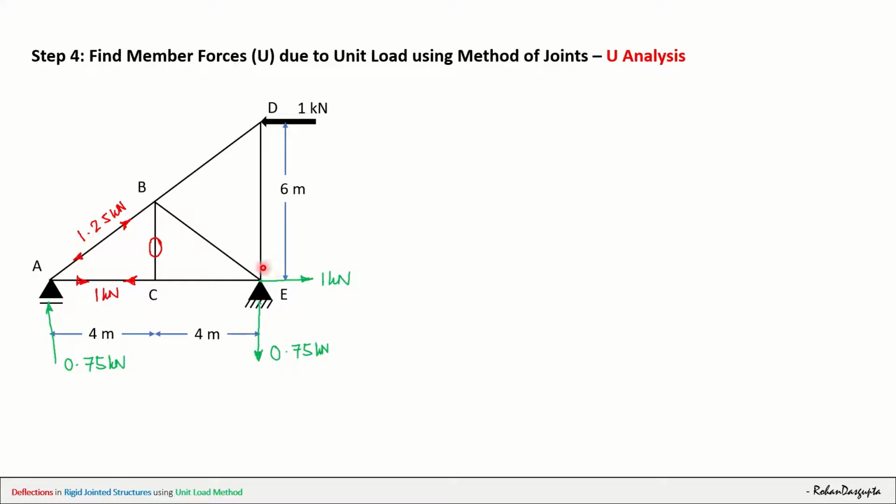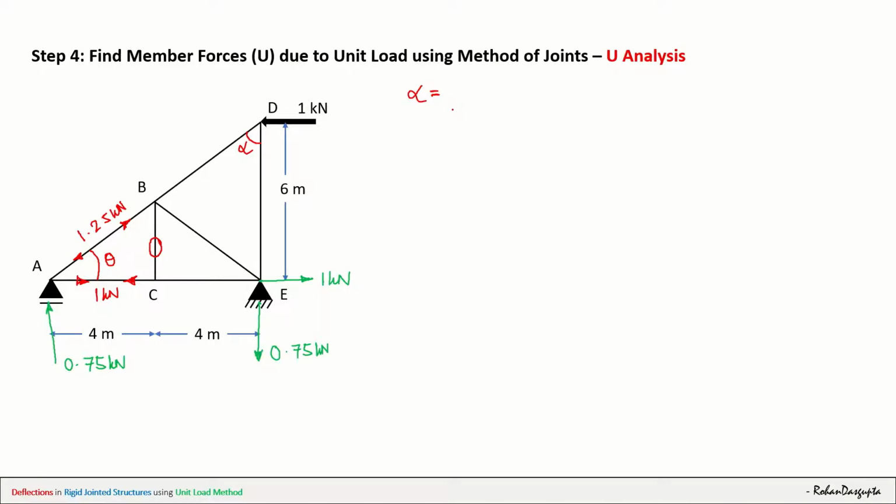Now see, I cannot go for joint E because there are more than two unknown member forces attached to joint E. However, I can go for the free body diagram of joint D because there are only two unknown member forces here. But before I analyze that, I must find the value of angle BDE. So let's call this angle alpha. And we already know that this angle here is theta, right? So angle alpha, we will take help of the property of a triangle that the summation of all angles of a triangle is 180 degrees.